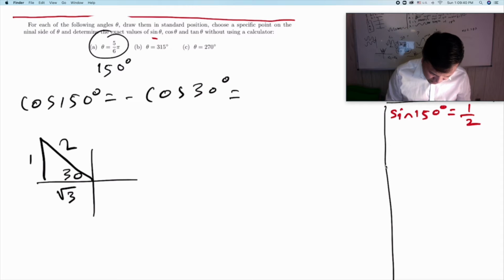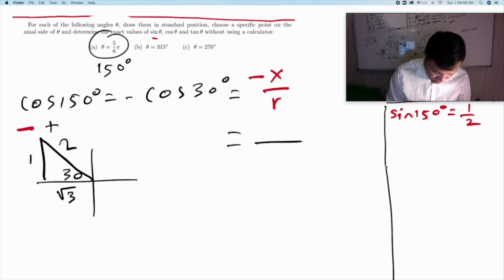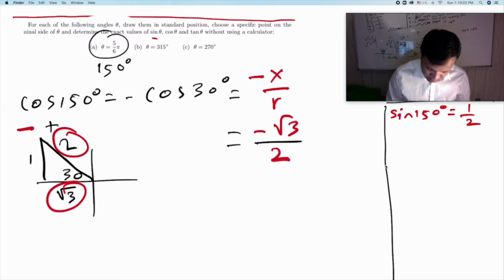Cosine is negative in the second quadrant, and sine is positive in the second quadrant, so it has to be negative x over r. So what is the value of cosine? The value of x is square root of 3, negative square root of 3. R is 2. So we know cosine 150 degrees is negative square root of 3 over 2.